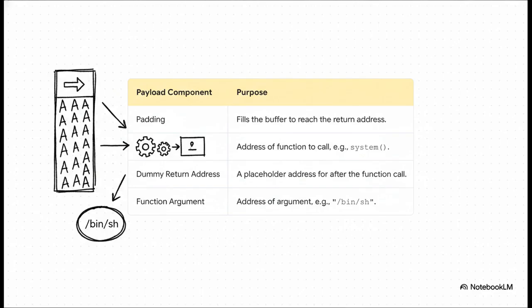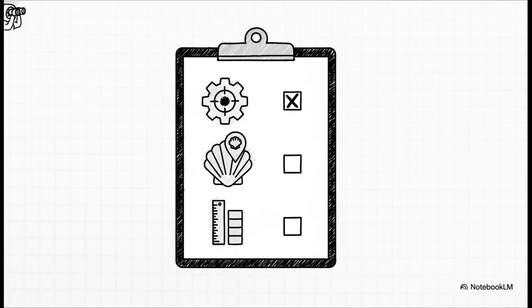And finally, you put the argument for your function, in this case, a pointer to the string /bin/sh. Now, of course, this isn't just guesswork. To build this payload, the attacker really has to do their homework. They need to find 3 key pieces of information: the exact memory address of that system function, the address of the string /bin/sh, and most importantly, they have to calculate the precise offset, the exact number of padding bytes they need to hit their target without over or undershooting.